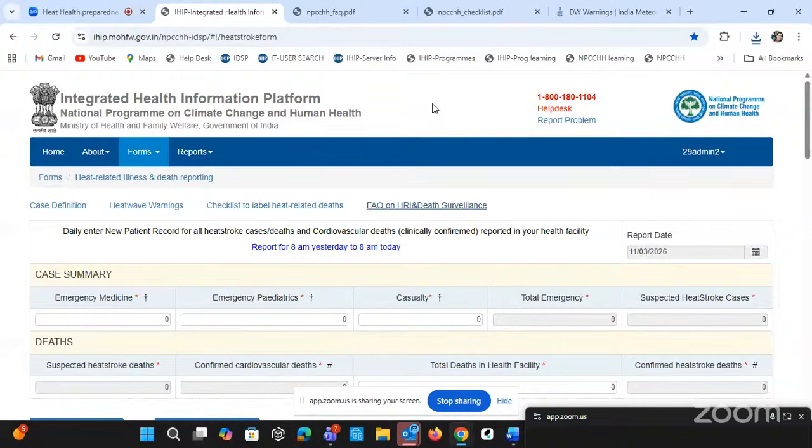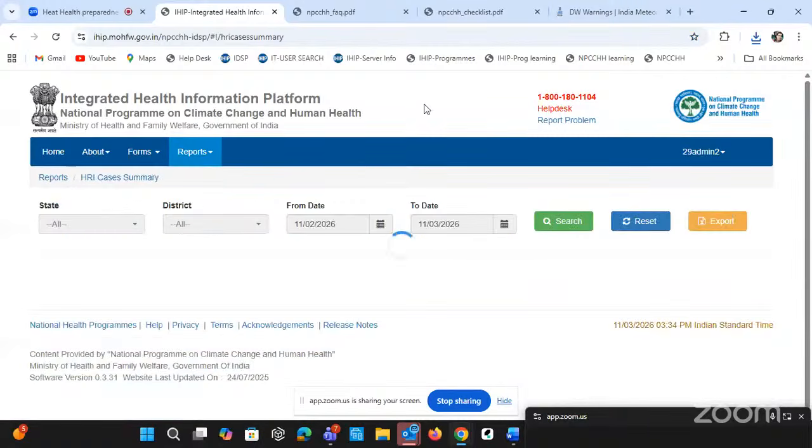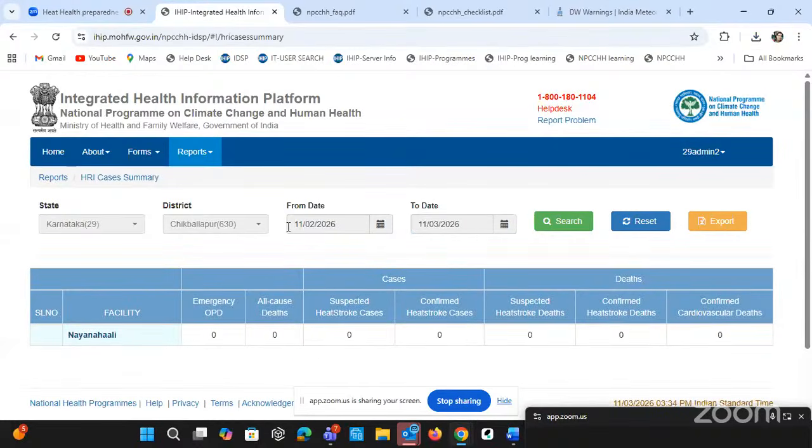Can we go to reports once, please? Yeah. This has already been shown. You can check your previous data from this report section, HRI case summary. Also, if you have any problem with any portion of the portal, you can click on the report problem.